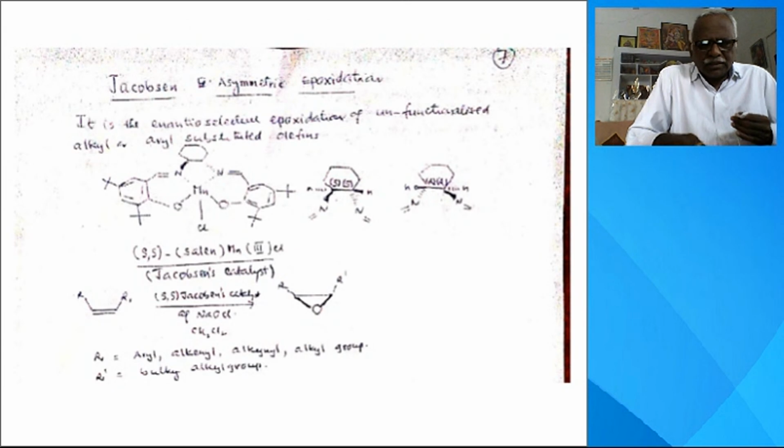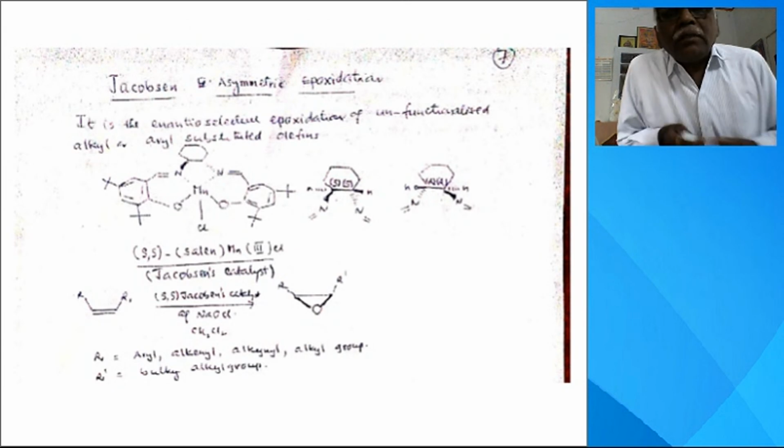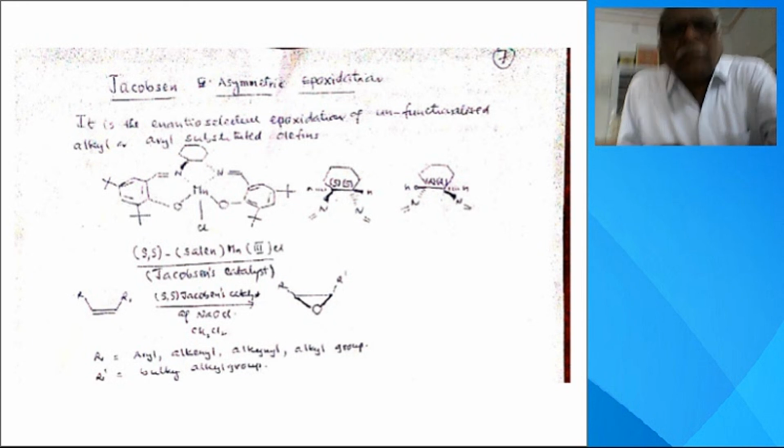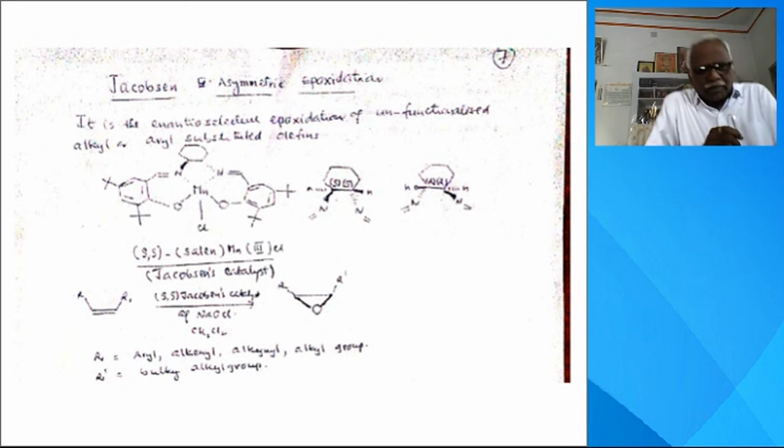Next is Jacobsen asymmetric epoxidation. I gave you in the previous reaction, in Sharpless epoxidation, alkenes with functional groups react and convert into epoxides. Here in Jacobsen asymmetric epoxidation, alkenes without functional groups, that means unfunctionalized alkenes, undergo this type of epoxidation reaction.